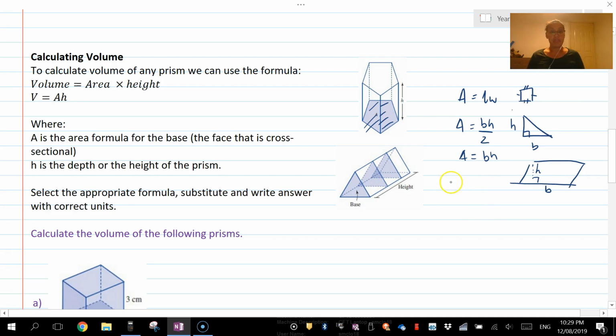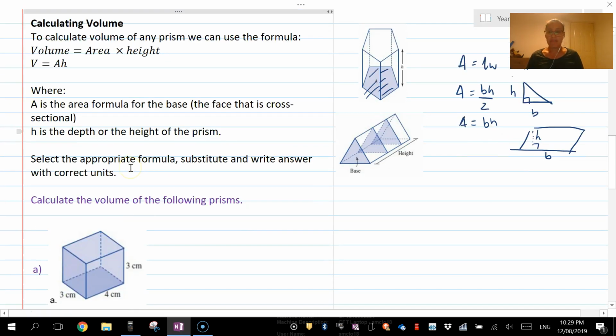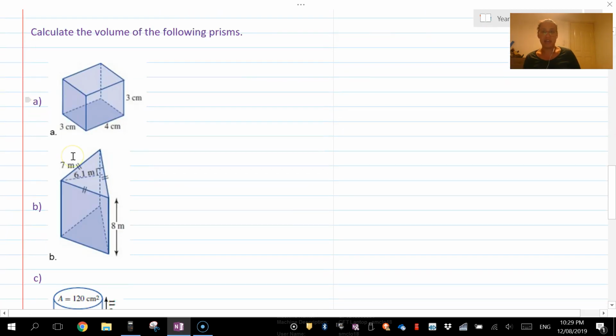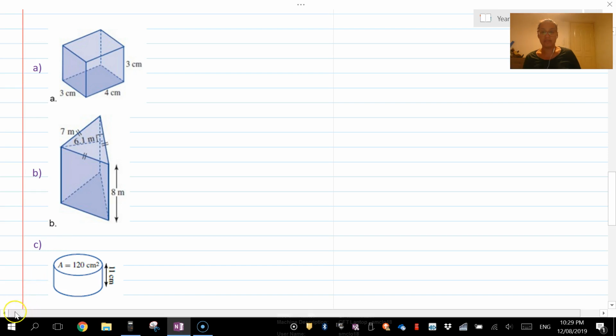So if you aren't given one of these shapes as your prism base, then you'll be given the area of one of these shapes. So what you need to do is select the appropriate units, substitute, and write your answer in the correct unit. So what we're going to do is calculate the volume of these prisms.